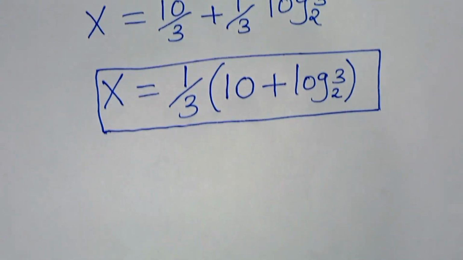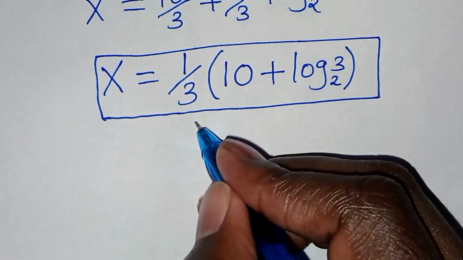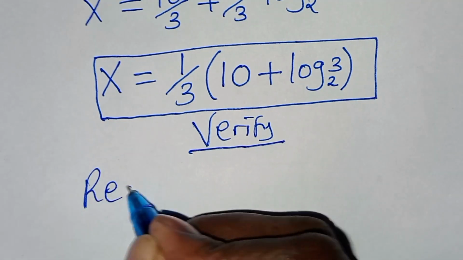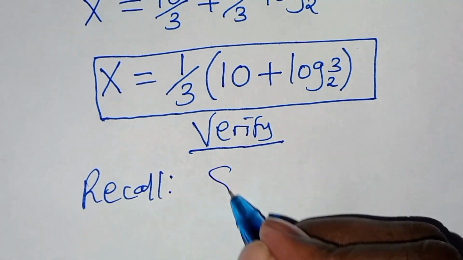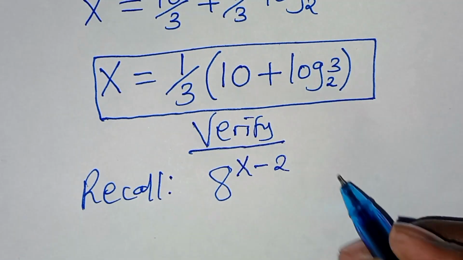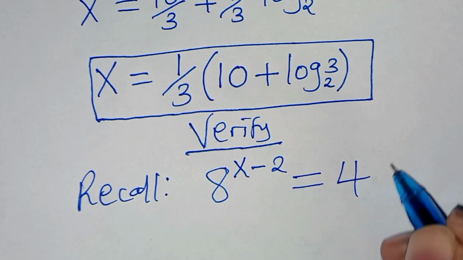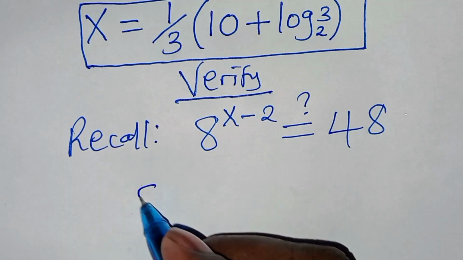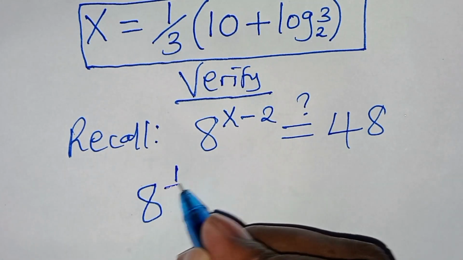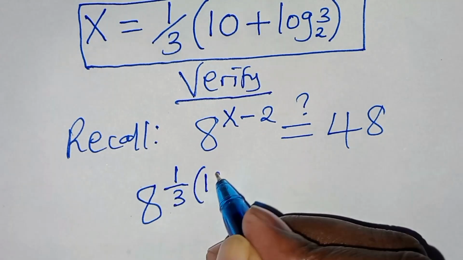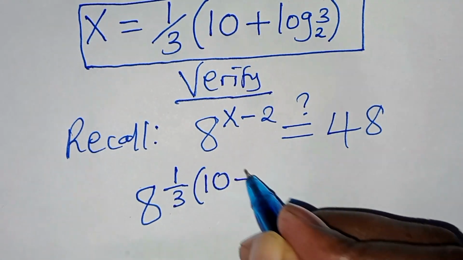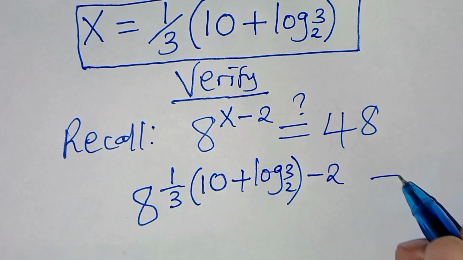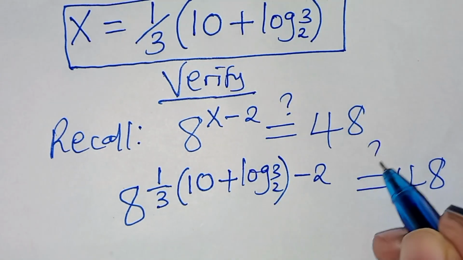So let's verify that this value of x satisfies the equation. Now if you recall, we have that 8 to power x minus 2 is supposed to give us a value of 48. Let's substitute the value of x. So we have 8 raised to power 1 over 3 into the parentheses 10 plus log 3 to base 2, then subtract 2. This should give us a value of 48.